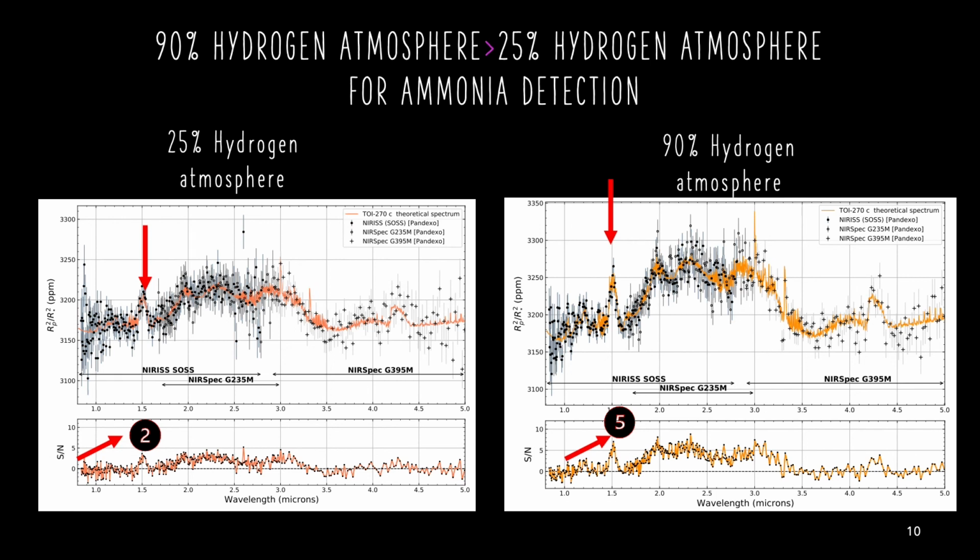As we did this project, we also wanted to test the effects that varying the amount of hydrogen in the atmosphere has on ammonia detection. We see that with a 90% hydrogen-based atmosphere, for that same 1.5 micron ammonia feature, we have almost a double signal to noise value. You go from a 5 sigma detection to, with a 25% hydrogen-based atmosphere, a 2 sigma detection. So we see that it's better to have a higher concentration of hydrogen in the atmosphere to detect ammonia.